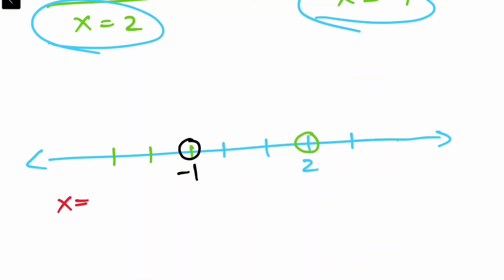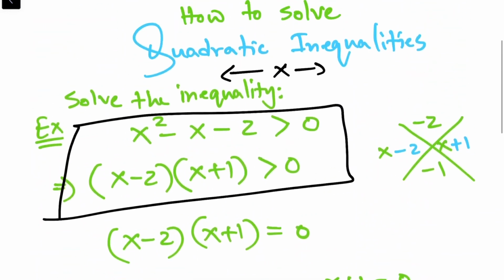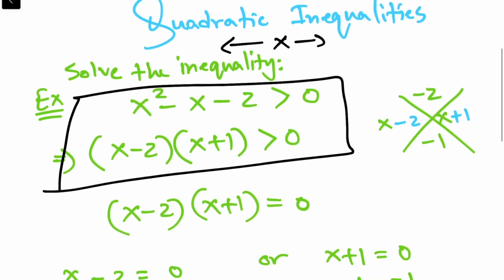Okay, let me use a different color. So from this section I'm going to choose x equal to negative 3. Okay, so let's take a look. Negative 3. If you want, you can use the original question to check. I am going to use the second line. The reason is it's going to be much easier for me to check the answer.